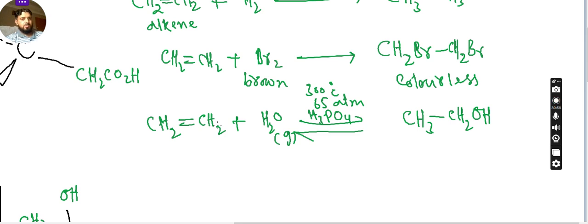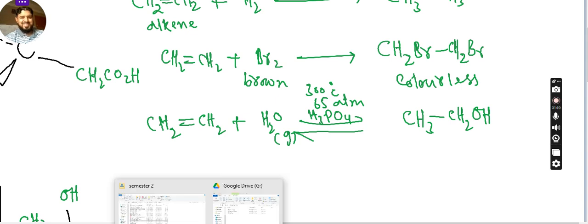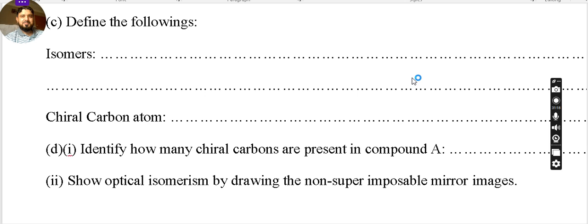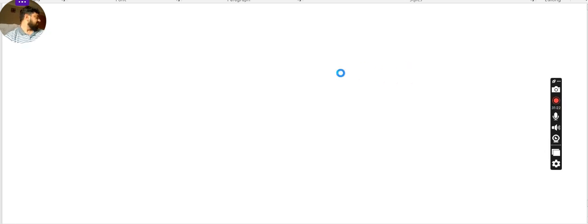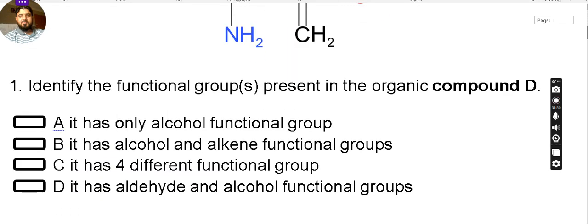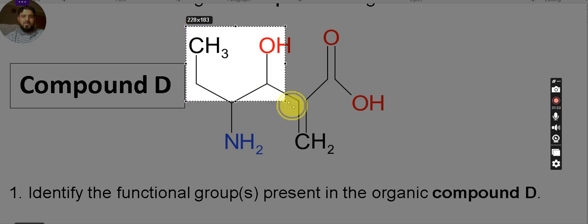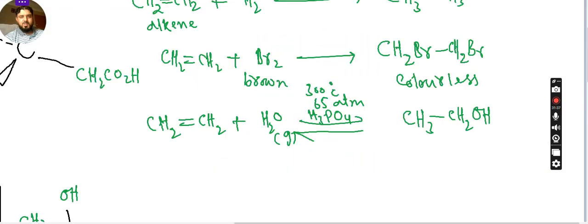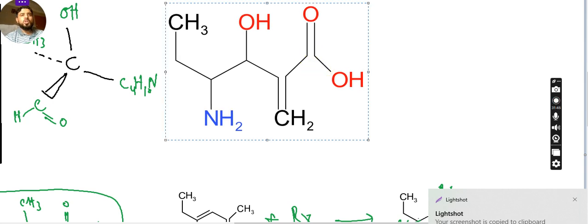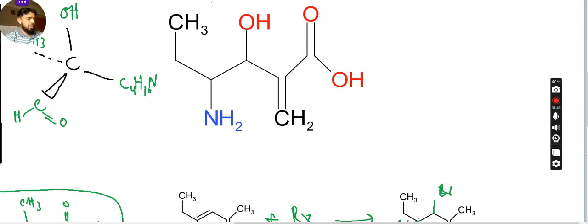In the second mock, the MCQ, how do I draw compound D? Draw it as a displayed formula. Okay, hold on. It's very simple, very easy. For this purpose, I advise you to write down the compound in the long chain. Let me number the carbons to show what the long chain is.